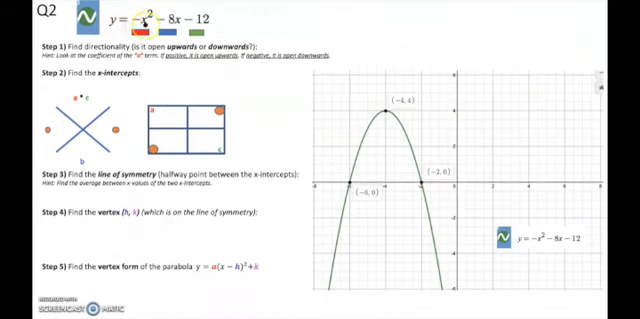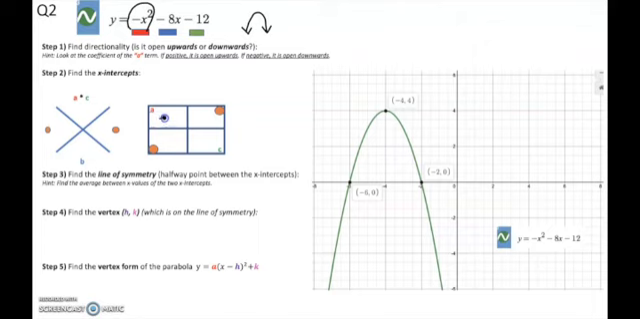In our second example question, we have y is equal to negative x squared minus 8x minus 12. Again, let's find directionality. Is it open upwards or downwards? Taking a look at our a term, we see that it's negative 1x squared, which means that it will open downwards because it's negative, as you can see right here. Next step, we'll find the x-intercepts.